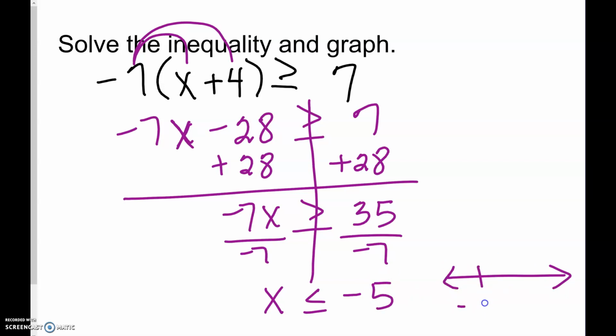Closed circle at negative 5 because it says less than or equal to, and we are going to shade to the left because it says any number less than or equal to negative 5.